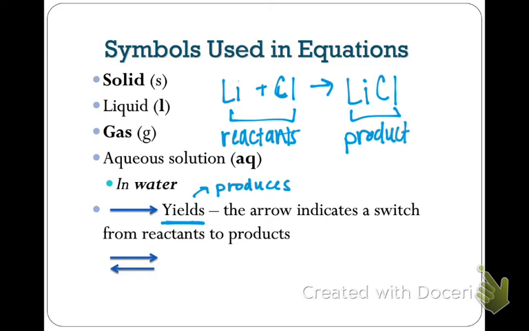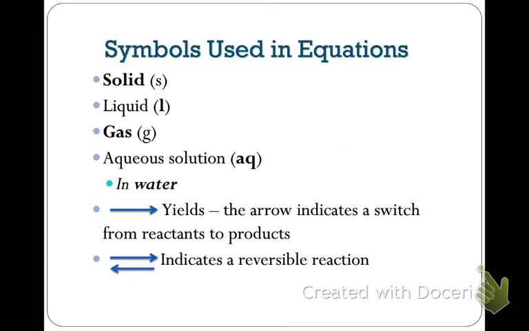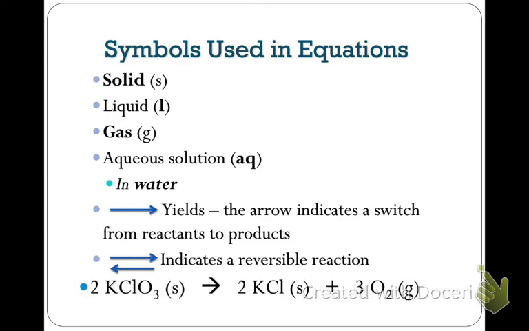The last thing is a double arrow. All of this tells us is that our reaction might be reversible. So if we go from lithium and chloride to lithium chloride, that compound could break down again and form those individual ions again.